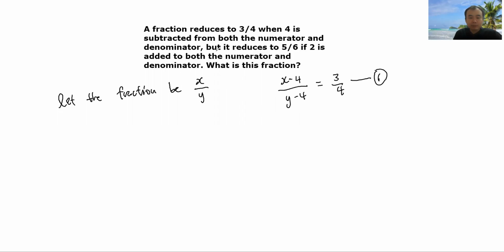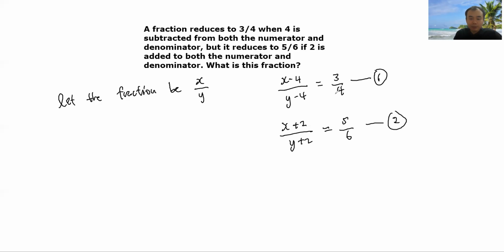Now when we add 2 to the numerator and denominator, it becomes 5/6. So if I take (x plus 2) over (y plus 2), this will equal 5/6. Let's call this equation 2. Now we have a pair of simultaneous equations. So how do we solve that?